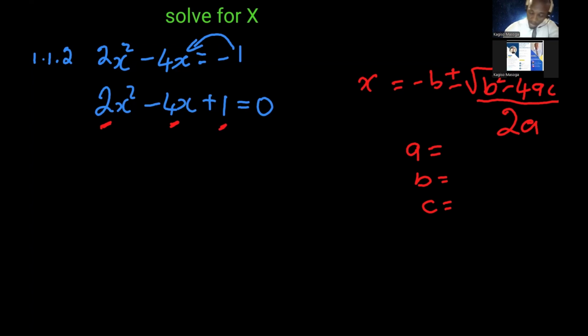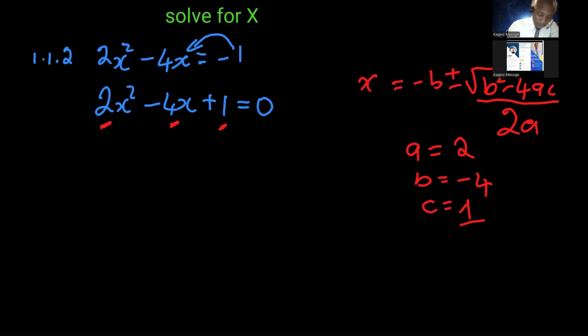So your a here is 2, and your b here is minus 4, and your c here is 1, which is your constant, of course. So now what we're going to do is plug the values into the quadratic equation. So here's our quadratic equation.